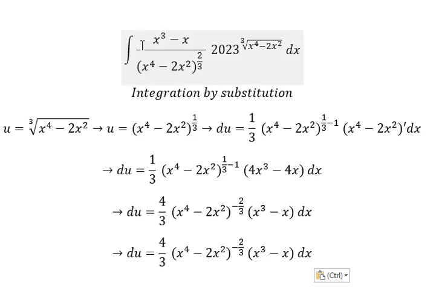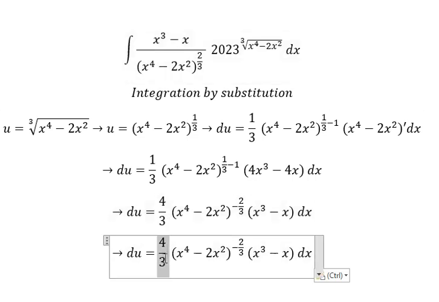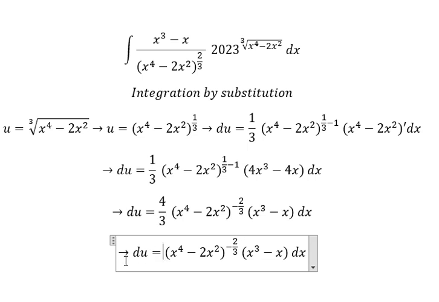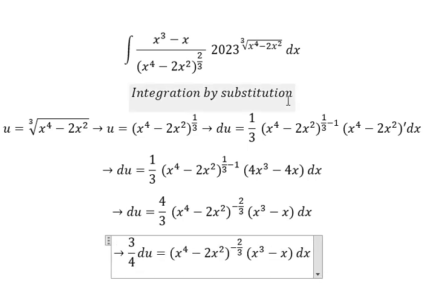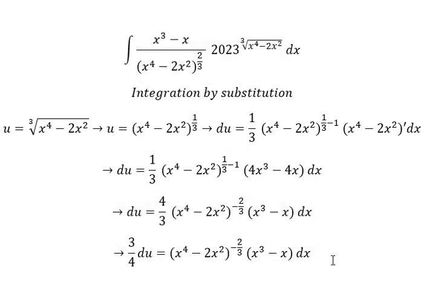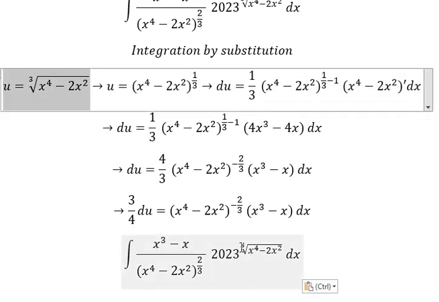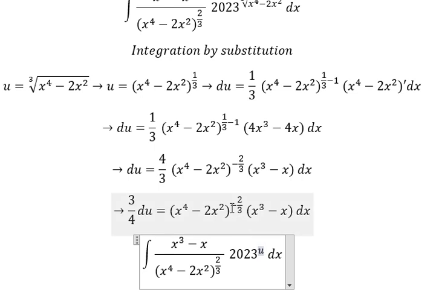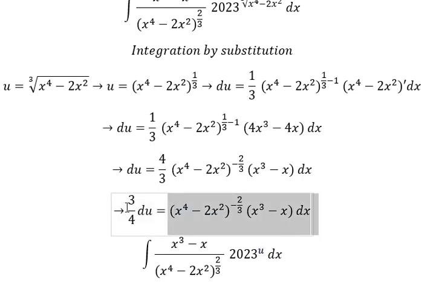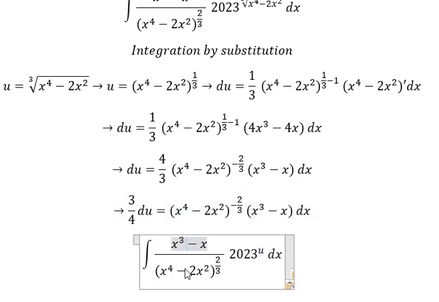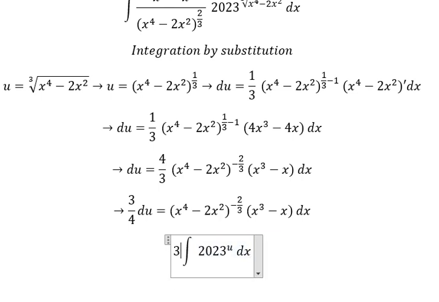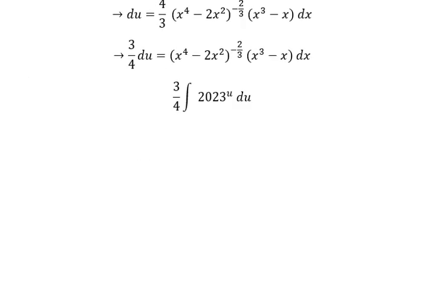Because we don't have 4 over 3 in here, we divide both sides by 4 over 3. So we have 3 over 4. So this one we change by u. This one in here we change by 3 over 4 du. Now we have the formula in here.